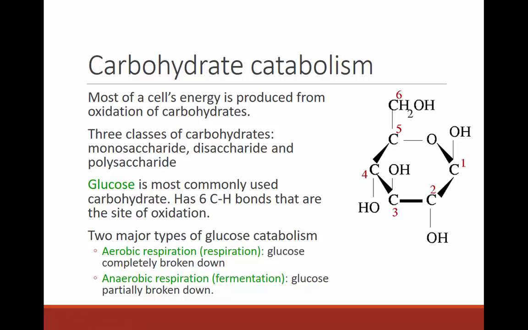Now, when we're talking about glucose, you've probably carbohydrates. Carbohydrates are where you get the majority of the cell's energy from. So there's 3 different types of carbohydrates. You've got monosaccharides, so single sugar, disaccharides, 2 sugars, and polysaccharides, so lots of sugars together. And glucose is the most commonly used carbohydrate. It's got 6 carbons, and you've got that on the diagram there.